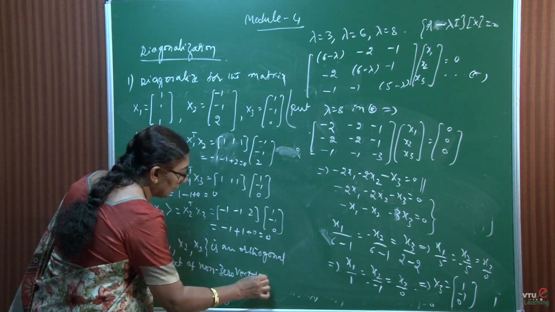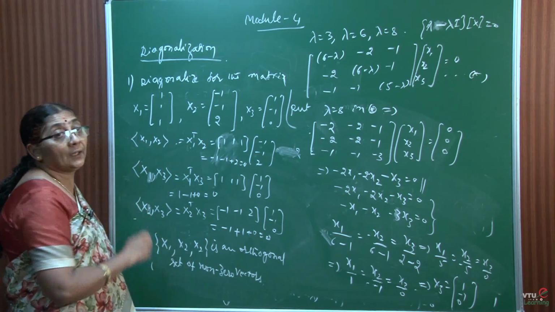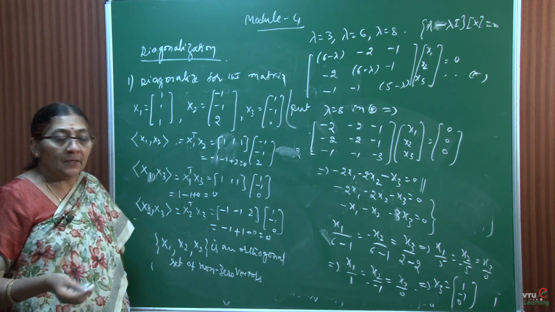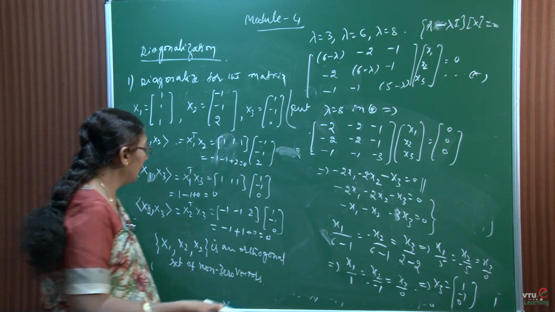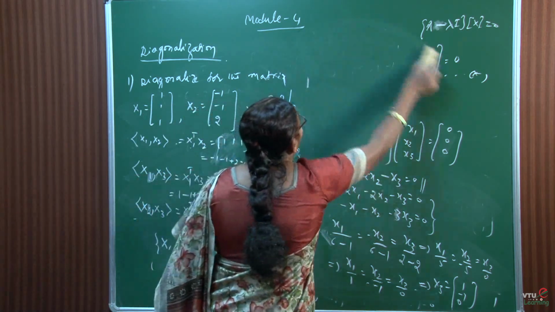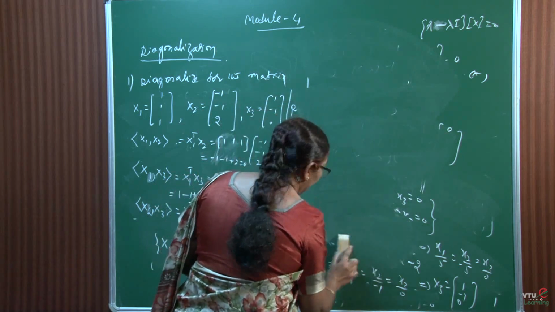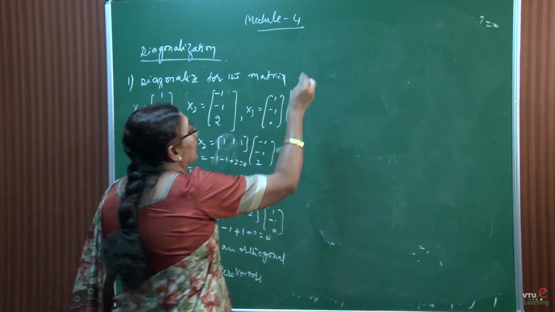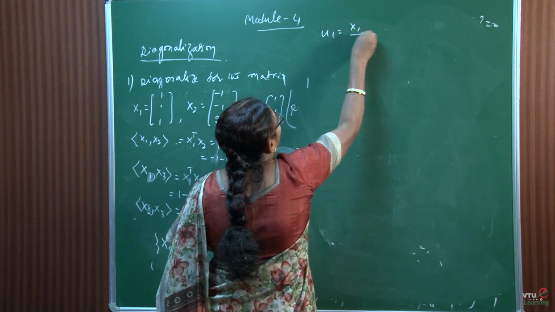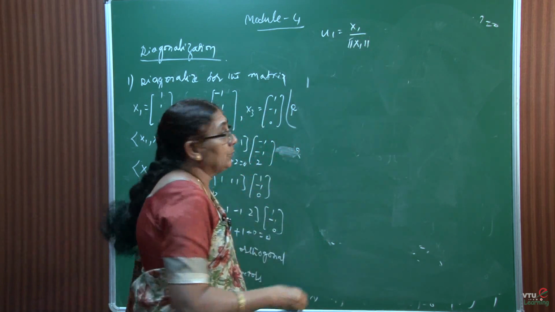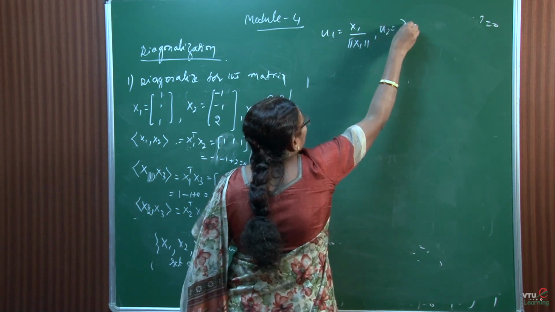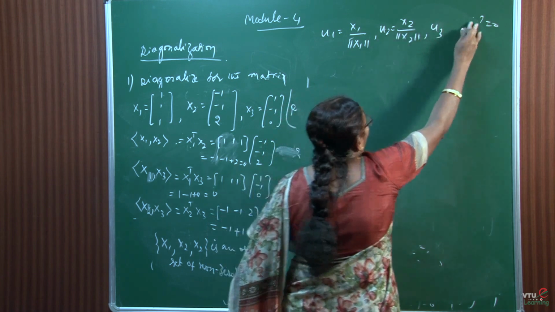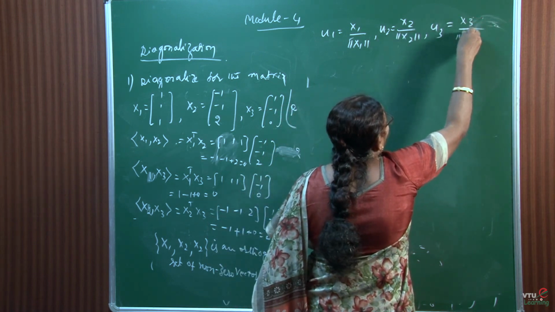Yeah, once we get an orthogonal set of non-zero vectors, next you have to normalize. You know that these orthogonal non-zero vectors form an orthogonal basis. From that it is possible to find an orthonormal basis. Therefore, in the next step, we have to normalize these vectors. That means u1 must be equal to x1 divided by norm of x1, u2 is x2 divided by norm of x2, and then u3 is nothing but x3 divided by norm of x3.